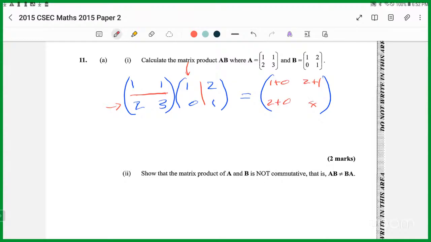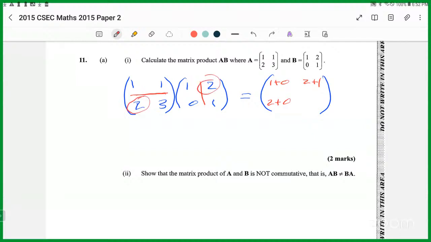Then we come to the last value, which is positioned in the second row and the second column. So to get that, we have to multiply this second row by the second column. We'll do the same way again: first element in the row times the first element in the column, second element in the row times the second element in the column.